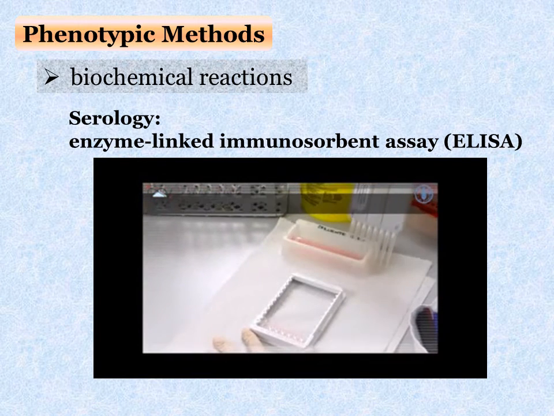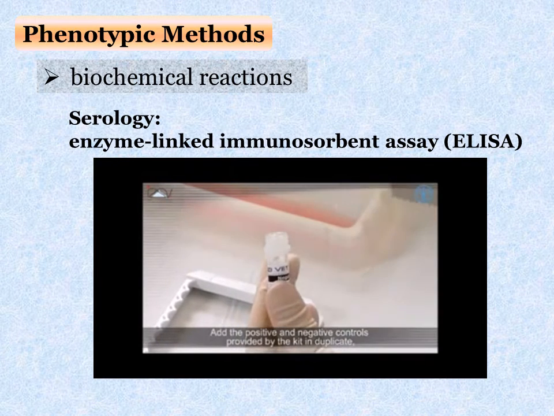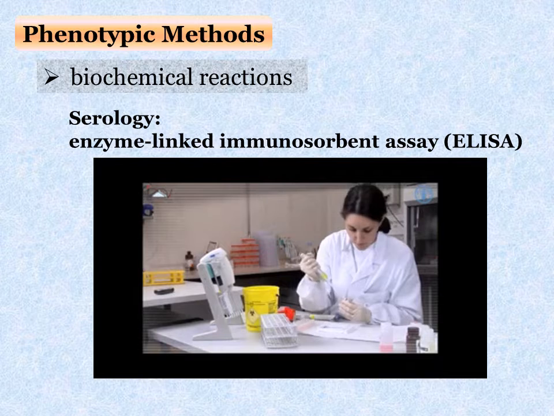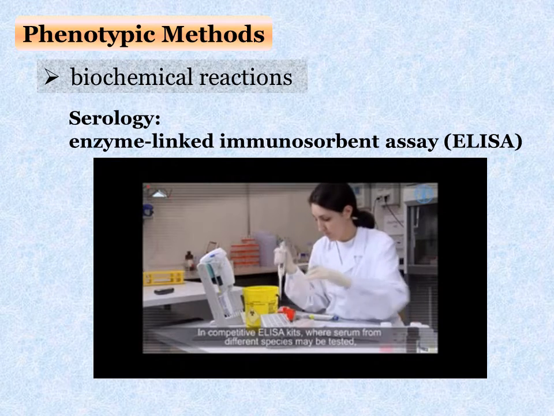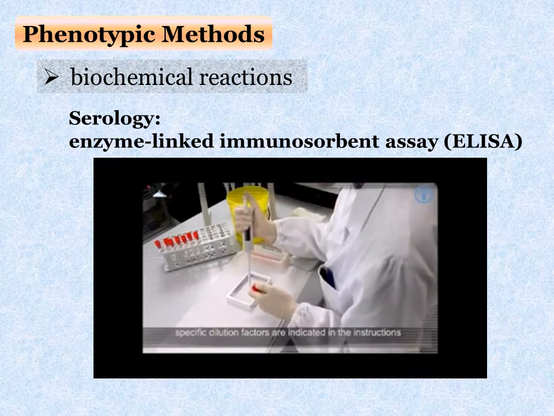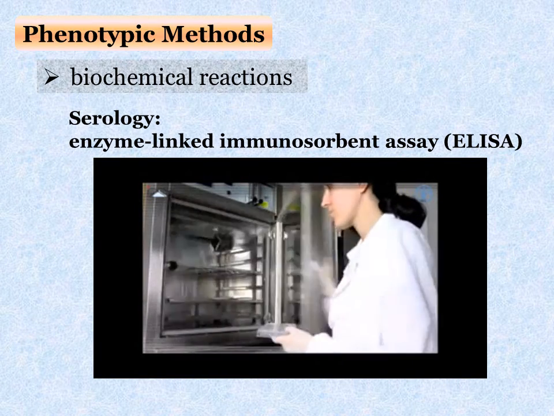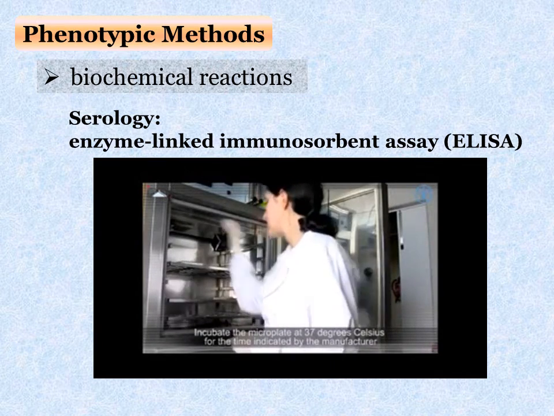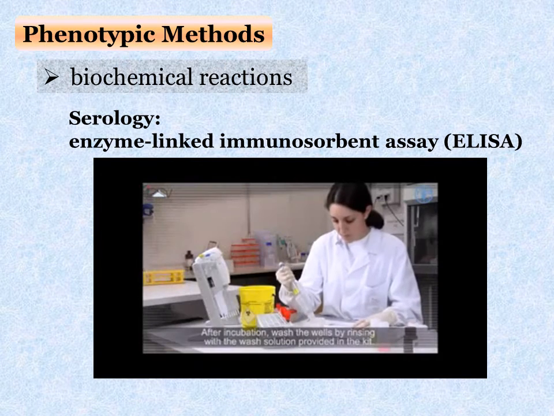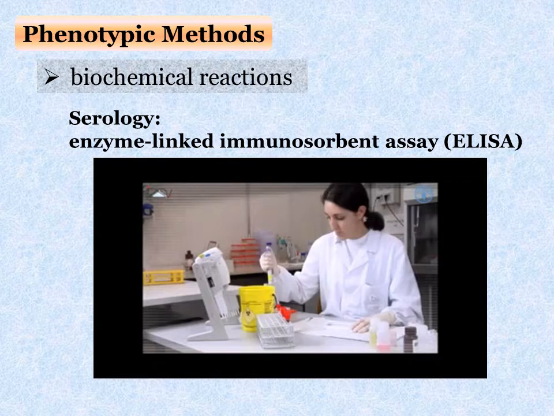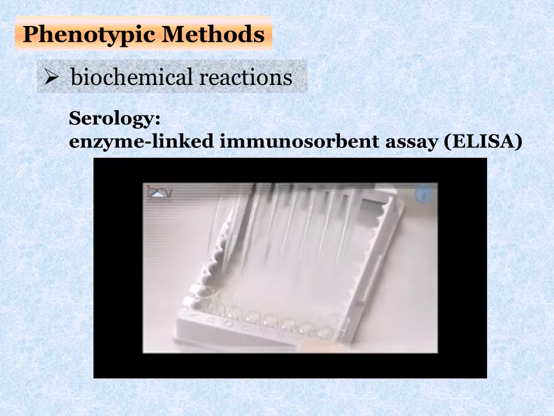Dispense the diffusion buffer provided by the kit into the wells of the antigen-coated microplate. Add the positive and negative controls provided by the kit. Then add the samples in the remaining wells. Incubate the microplate at 37 degrees for the time indicated to permit the development of an antigen-antibody immunocomplex. After incubation, wash the wells by rinsing with the wash solution provided in the kit. This washing step is repeated several times.